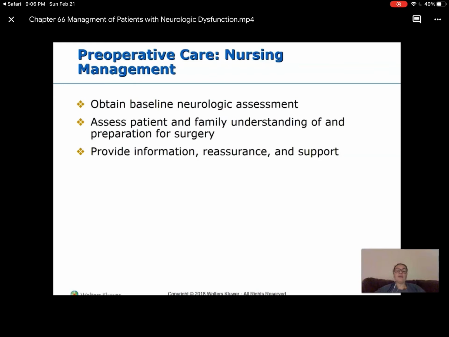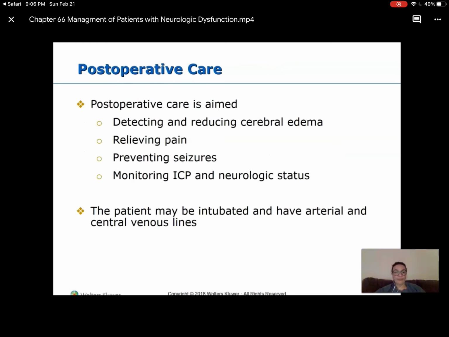Okay? Assess patient and family understanding of preparation for surgery. Provide information, reassurance, and support. So allowing them to know, remember, none of this is a cure. All of this is possible treatment, and we have to allow nature and the patient to heal and run its course. So postoperative care is aimed at detecting and reducing edema, right? This is some of our goals here. So making sure that these numbers and values stay the same.